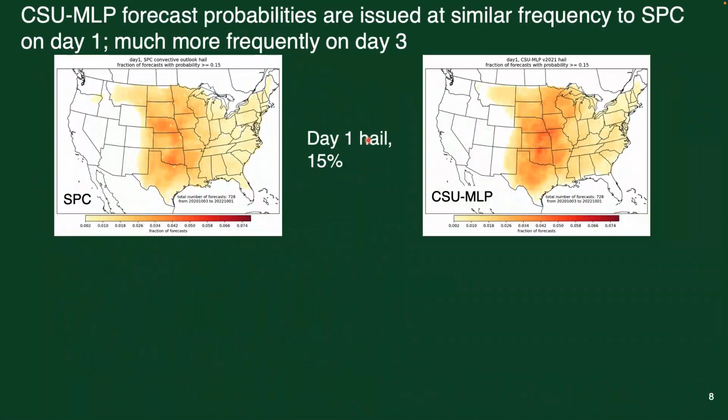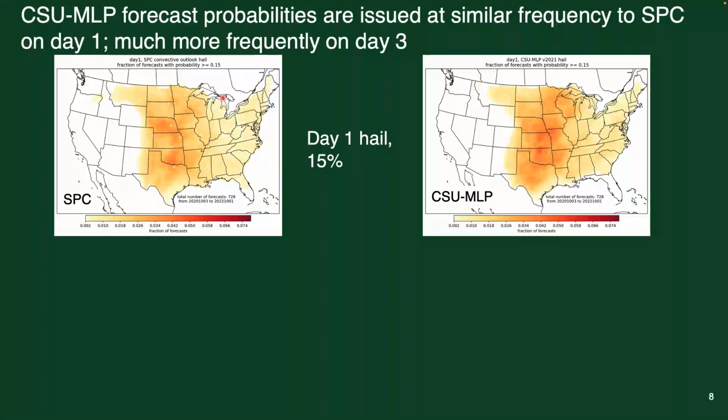So the first thing we might be interested in is how frequently these machine learning guidance tools predict high probabilities of severe weather in relation to the operational outlooks. This is going to be something useful in operations. You don't want to be wildly different. So this is for day 1 hail at the 15% threshold, just as a couple of things to look at.